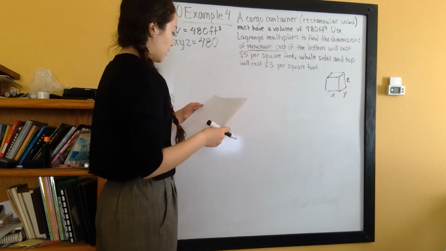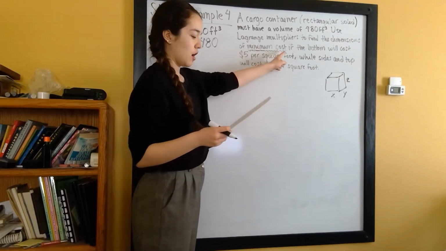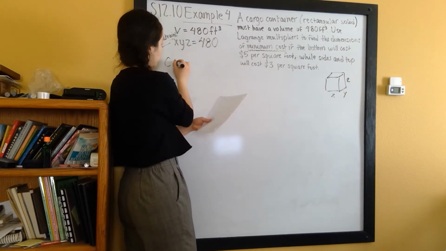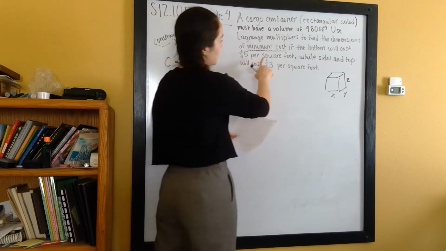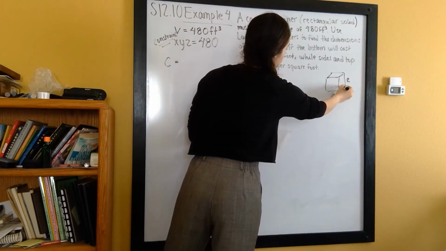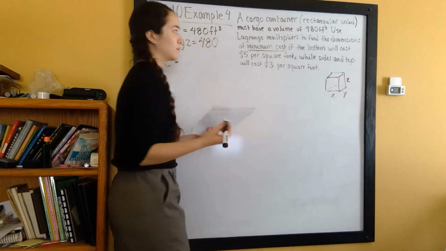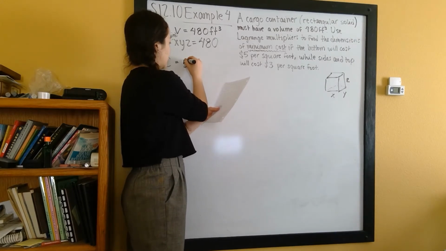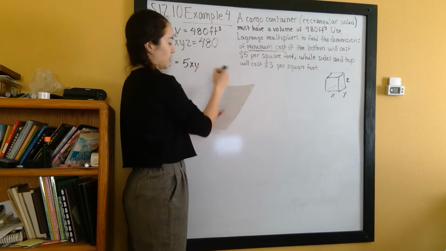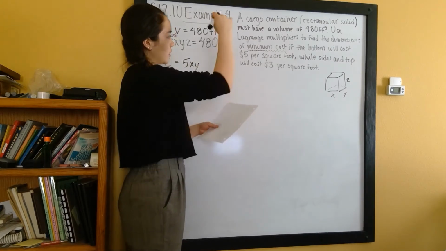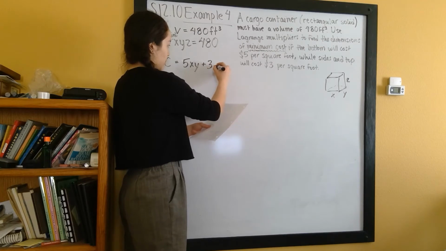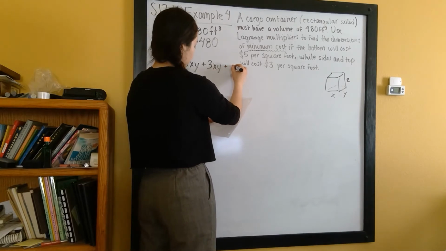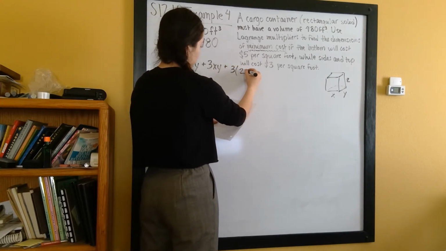All right, and we want to minimize cost in this problem, so let's set up the equation for cost. The bottom of the container is going to cost $5 per square foot, like a different material or something. So the bottom is $5 for just the area there. And then the top, on the other hand, is going to cost $3, so that's $3 for the same area. And then all four of the sides are going to be $3.